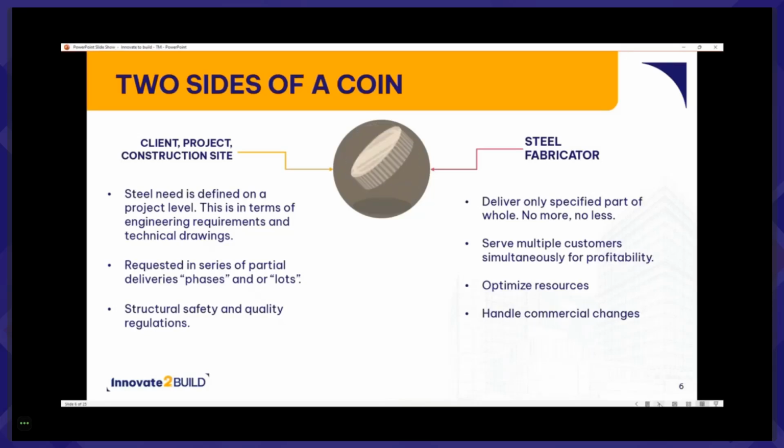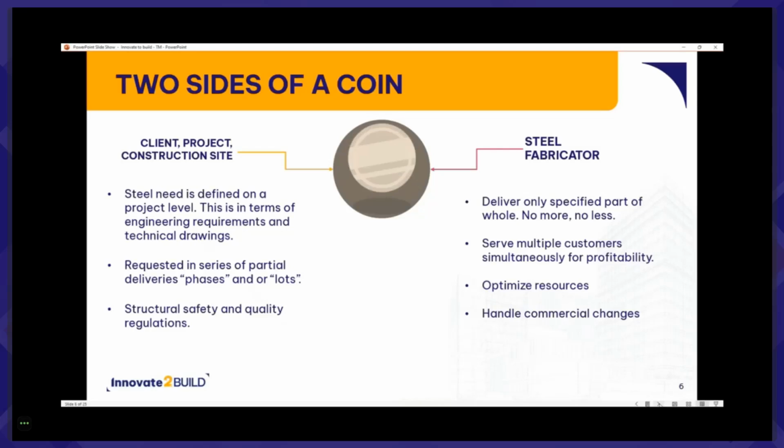Now, the steel fabricator's objective here is to deliver only the specified parts to the project, no more, no less. It's just whatever is specified by the general contractor or customer. That is what is to be delivered. But a challenge for the steel fabricator, of course, for profitability is to be able to take on multiple projects at the same time, simultaneously, and optimize their resources. And by resources, it could be not only human resources, but of course, the materials and so on.